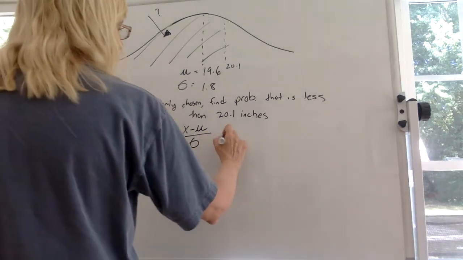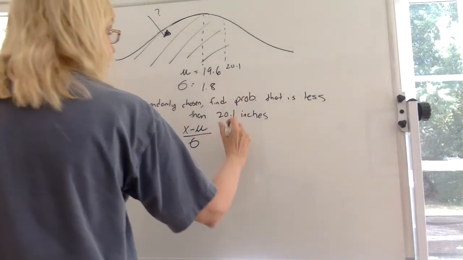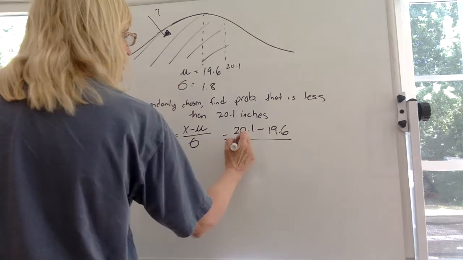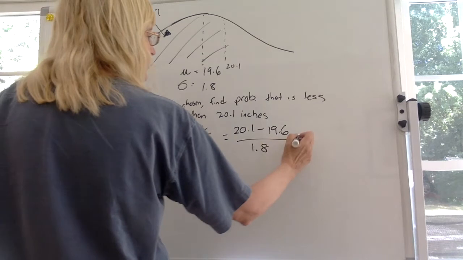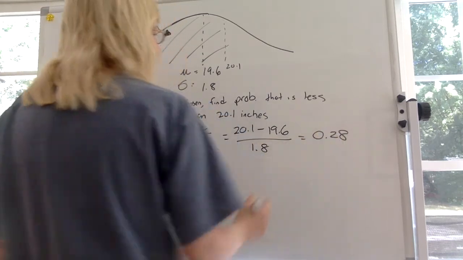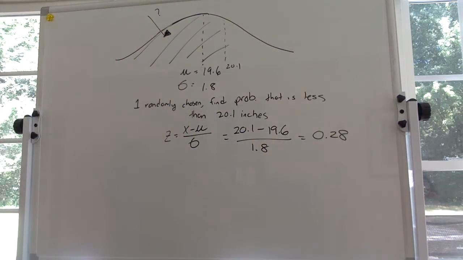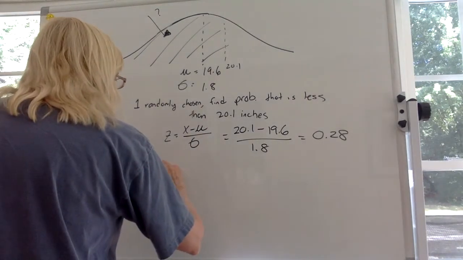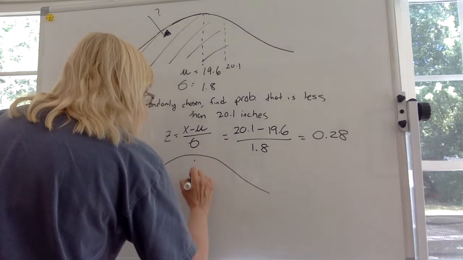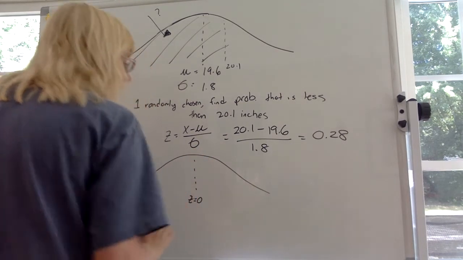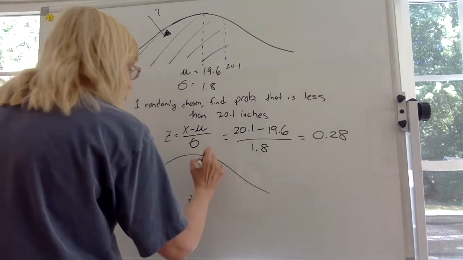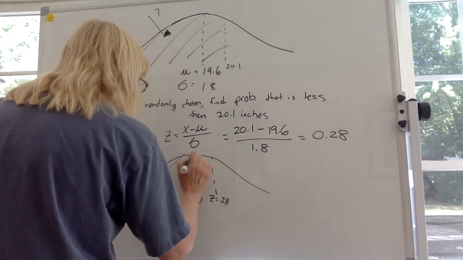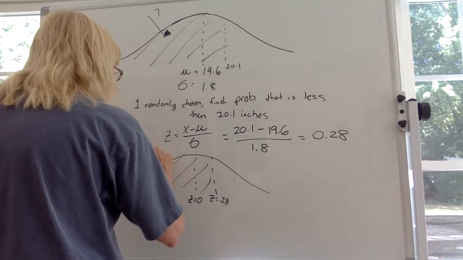So let's do that. The score we want to convert is 20.1, the mean is 19.6, and the standard deviation is 1.8. If you do that on your calculator, I believe you get 0.28. So you have 0.28 for a z. What I usually do is redraw this. Instead of mean down the middle, I have z equals 0 down the middle, and instead of 20.1, I have z equals 0.28. We still want to find that area to the left.